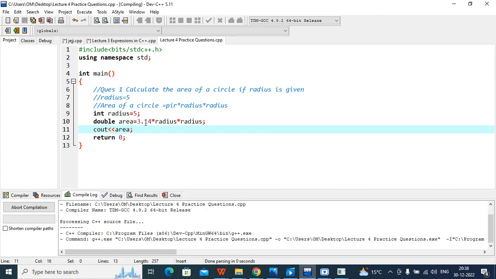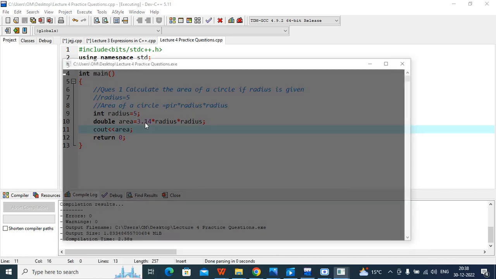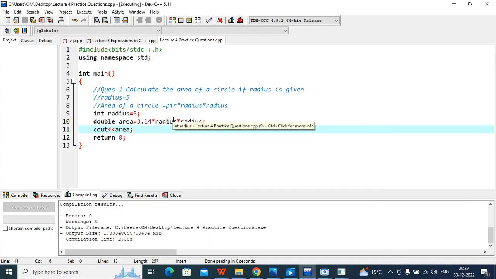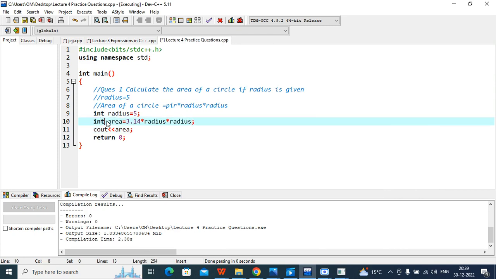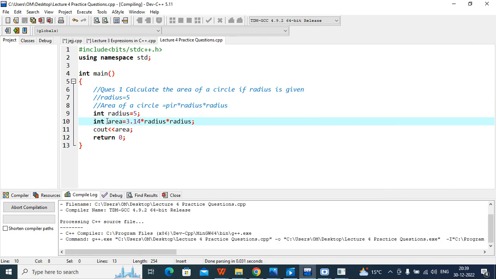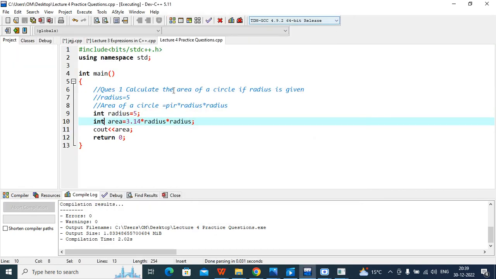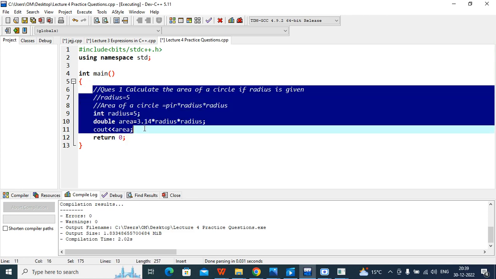This is the first question. Cool. We got 78.5 as our answer, right? Okay, suppose if I would have used integer data type, then it would have given you 78 only. Yes, it is giving you 78. But we want the exact area, so we will be storing the answer in double data type format, right? This is the first practice question. I hope this is clear to all of you, right?